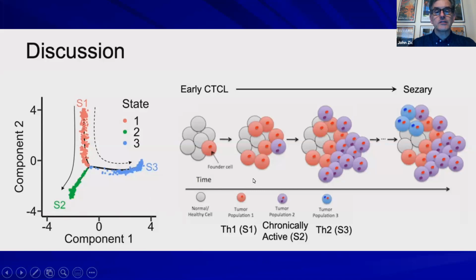What this group proposes is that there might be multiple populations of tumor cells throughout the illness of a particular patient, and that it might start out with a particular type of T helper cell called Th1, and then it might move to what we call chronically active Th2, and ultimately to Th2, which is usually what we see when we do peripheral blood testing. But they suggested that there might be this intermediary cell. And perhaps if we learn more about this intermediary cell, we can target it to shut down the disease earlier and faster.